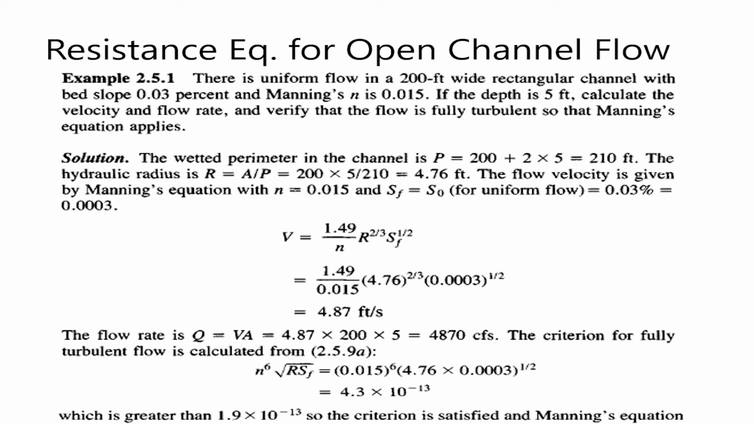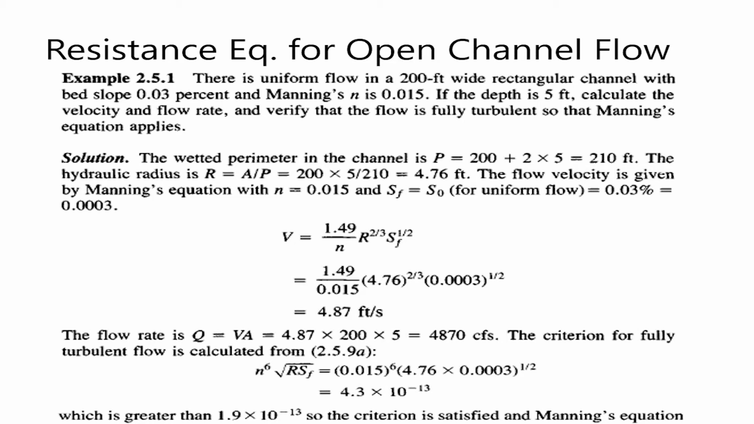Okay, so area is equal to 200, this is width into 5 feet depth, 200 into 5, divided by perimeter 21 feet, that comes out to be 4.76 feet. The flow velocity is given by Manning's equation. The Manning's roughness coefficient is given as 0.015, and it is a uniform flow.